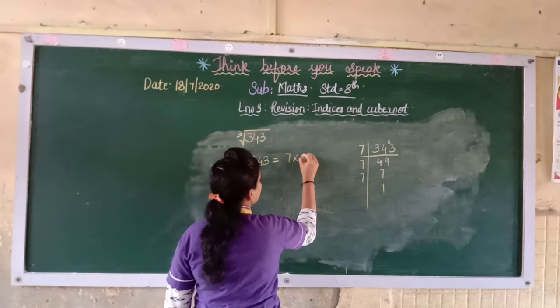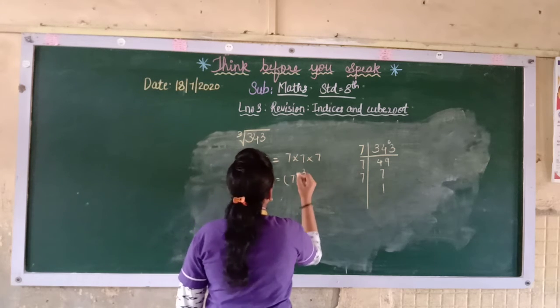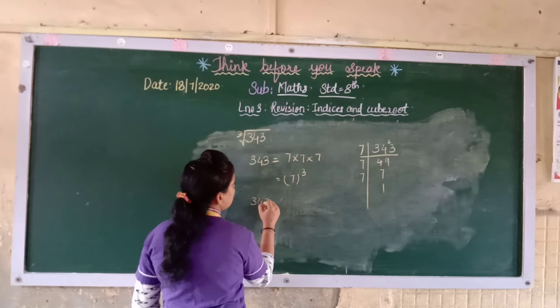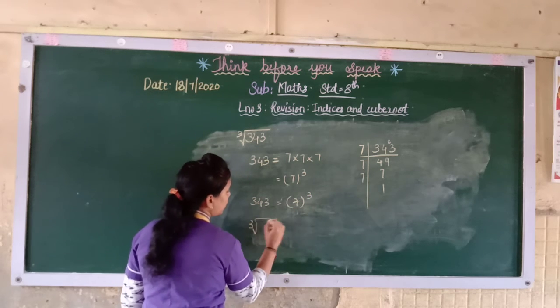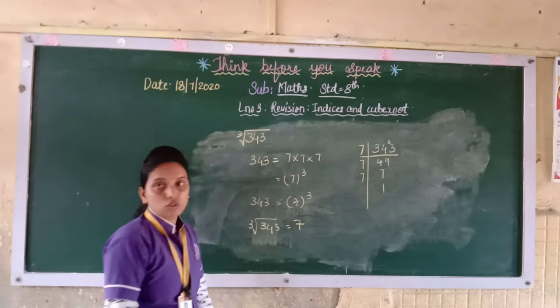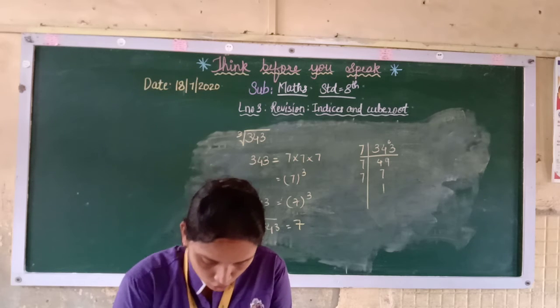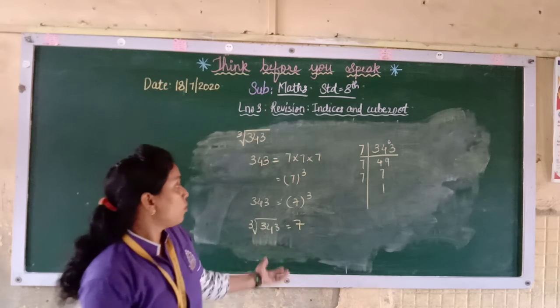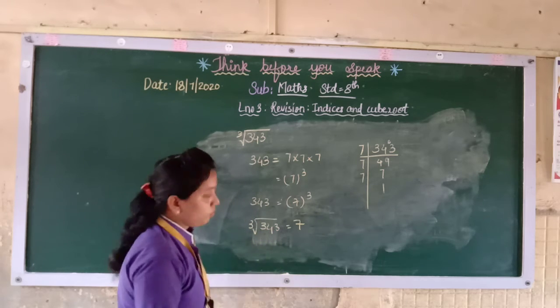So you will write it as 7 into 7 into 7, which means 7 cube. So 343 is actually 7 cube. So the cube root of 343 will be how much? It will be 7. So this is how you have to find the cube roots. So we have done the chapter earlier. I hope you have understood again how you have to find the cube roots.